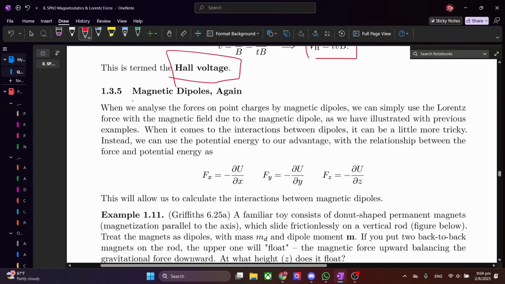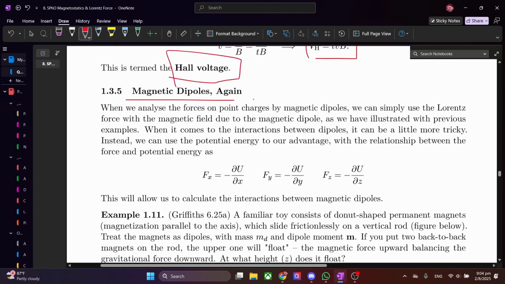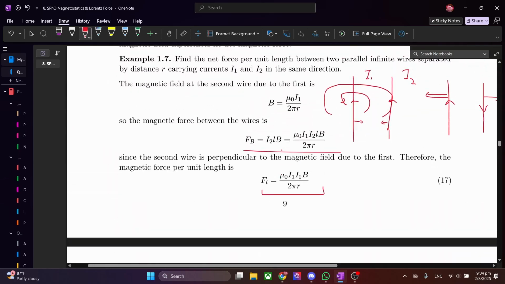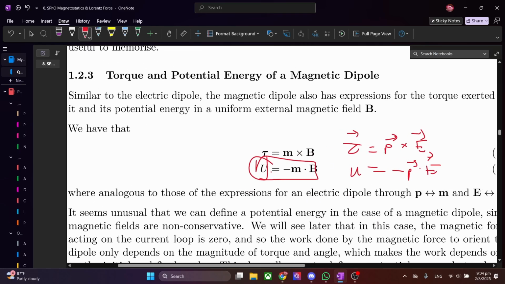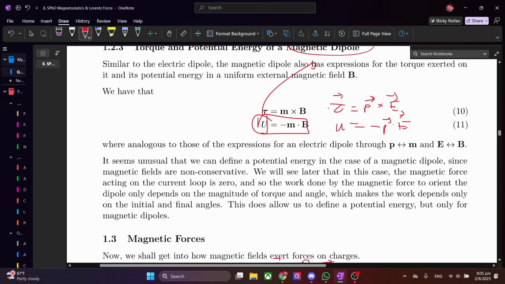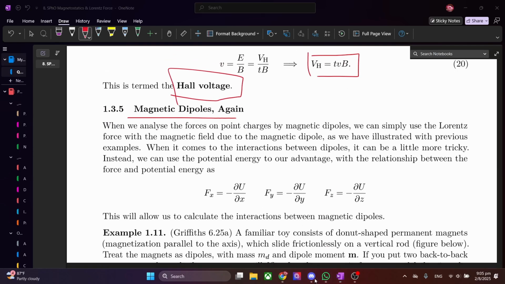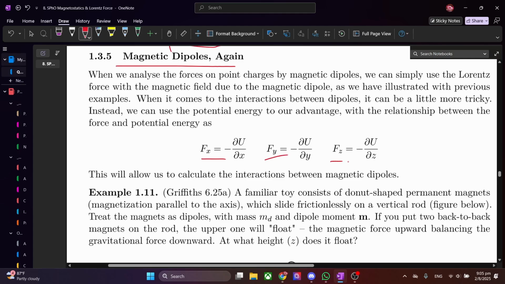And one more thing I need to elaborate on are magnetic dipoles again, because to calculate the magnetic forces on magnetic dipoles, it can seem a little difficult, but actually we can just use the potential energy as we had mentioned just now. This potential energy is the potential energy of a magnetic dipole, and it turns out that we can differentiate it in the respective directions in a similar way to get forces that act on the dipole.